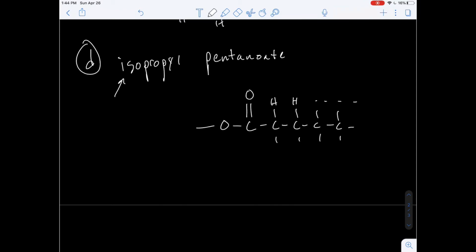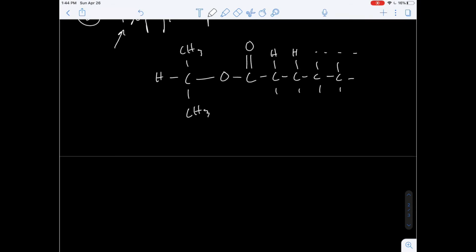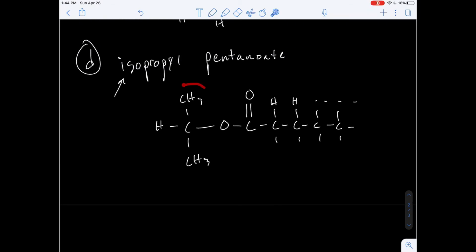So what does an isopropyl group look like? Well, think of it like a carbon, like this, and we're going to have H here, CH3, CH3. That's our isopropyl group. So a little bit different than the straight chain group. So isopropyl is our group coming off the side. That might have been the trickiest part there. Otherwise, you've got your pentanoate over there.